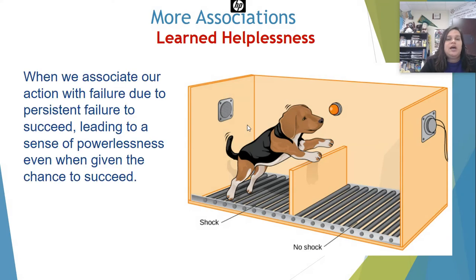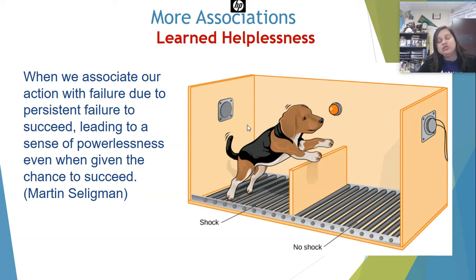And our final type of association is learned helplessness. And this comes from Martin Seligman. And we'll talk about his experiment more in depth in class. But basically, we associate our actions where we've failed to where we don't think we can succeed in the future. If you continuously fail at something, eventually you just don't want to try anymore. We'll also talk about this in the mental health section, because a lot of depression comes from cycles of learned helplessness, where even if you could do better or get out of a cycle, you feel like you can't because of past failures.